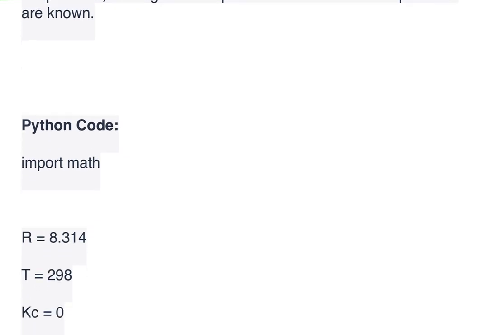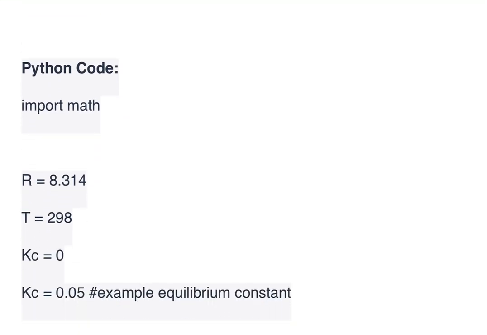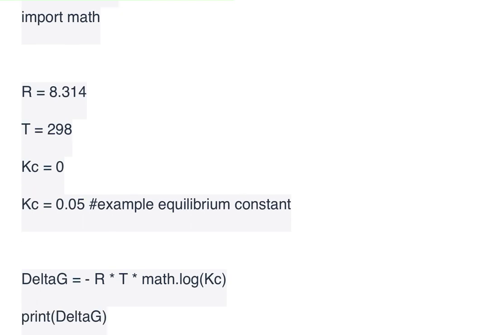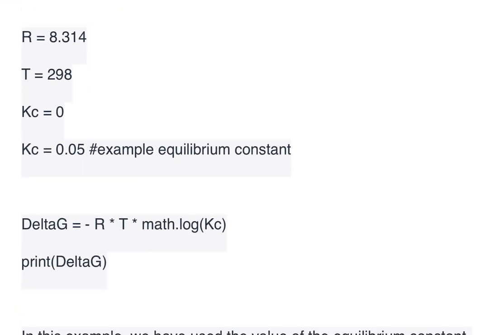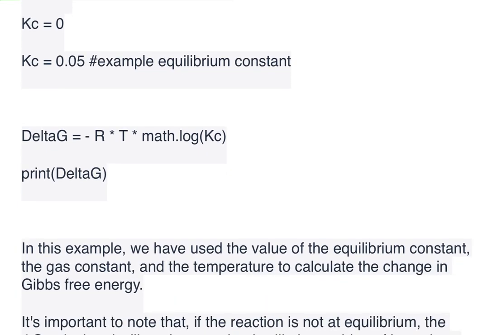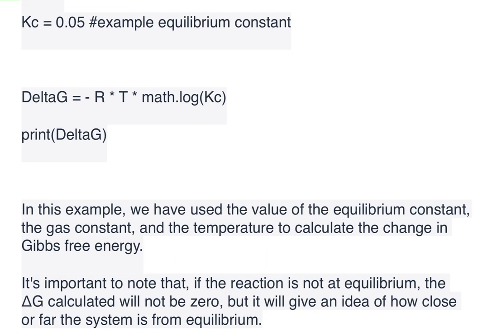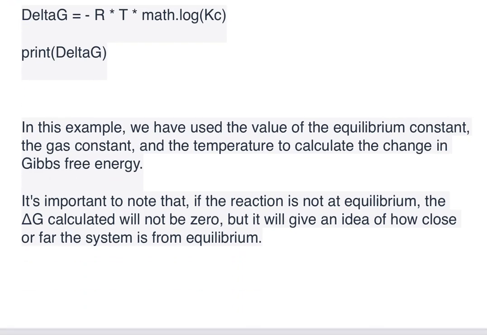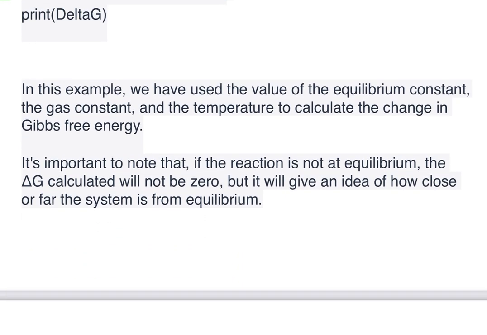Python code: import math, R = 8.314, T = 298, Kc = 0.5 (example equilibrium constant), delta = -R * T * math.log(Kc), print(delta). In this example, we have used the value of the equilibrium constant, the gas constant, and the temperature to calculate the change in Gibbs free energy.